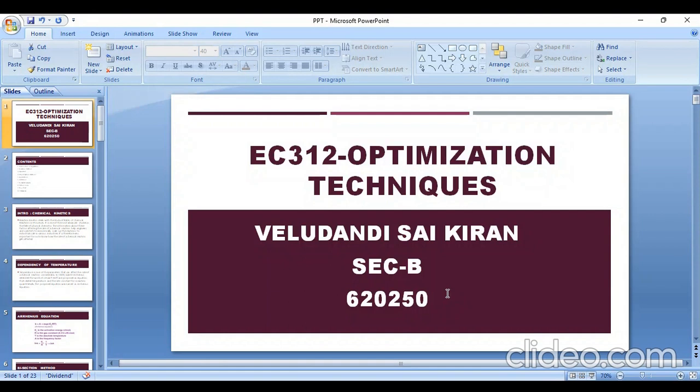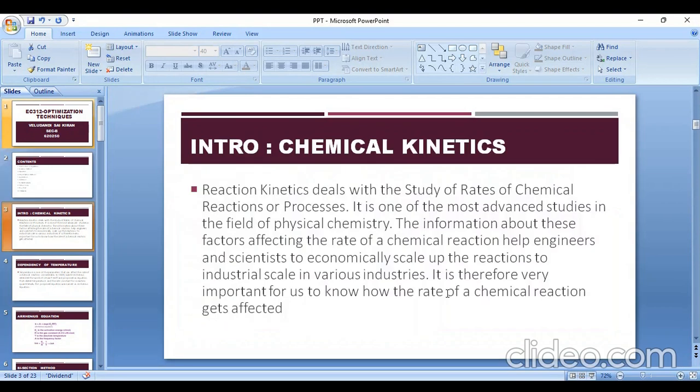My topic for today's presentation is bisection method and its application in the field of chemistry. Chemical kinetics is a topic I have chosen as the application of bisection method. Actually, chemical kinetics is the study of rate of chemical reaction. It tells how fast the reaction happens with respect to time. Many factors affect the rate of chemical reaction. Among them are concentration of the reactants, catalyst, and temperature.